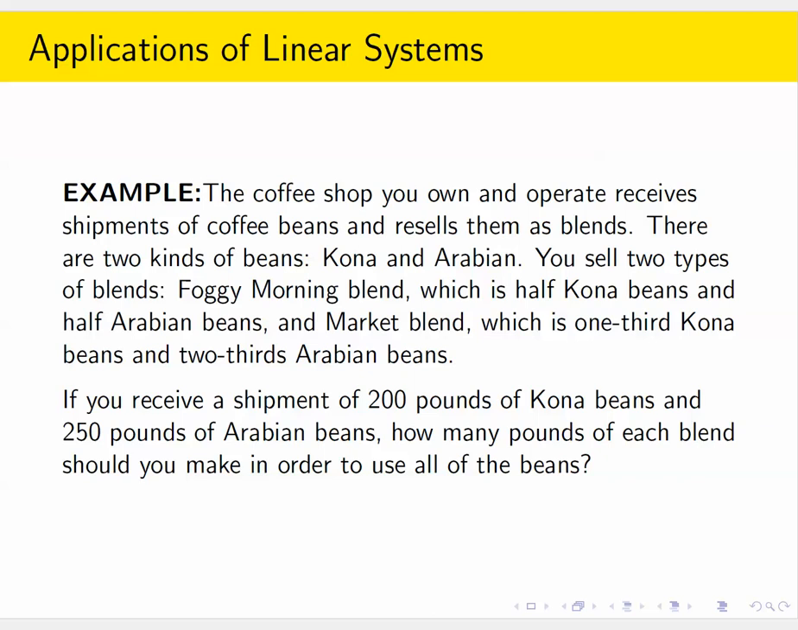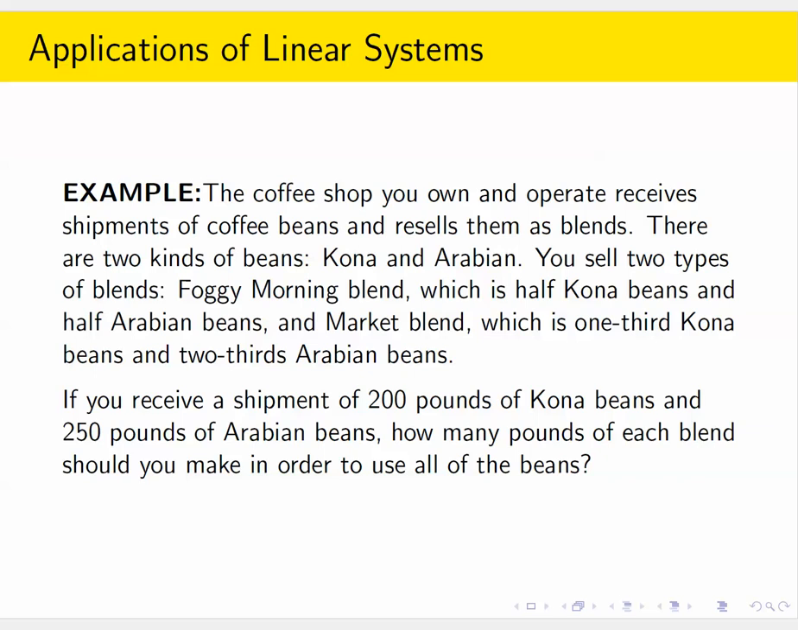Here's another example of a word problem we can solve by representing it as a system of equations. We'll actually do two different versions of this question. Here's the idea. We have a coffee shop that receives shipments of coffee beans and blends them together. So there are two types of beans we receive in shipments, Kona beans and Arabian beans. And then we resell them as blends.